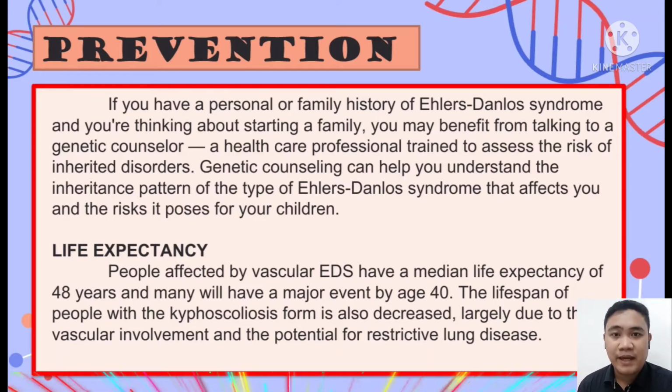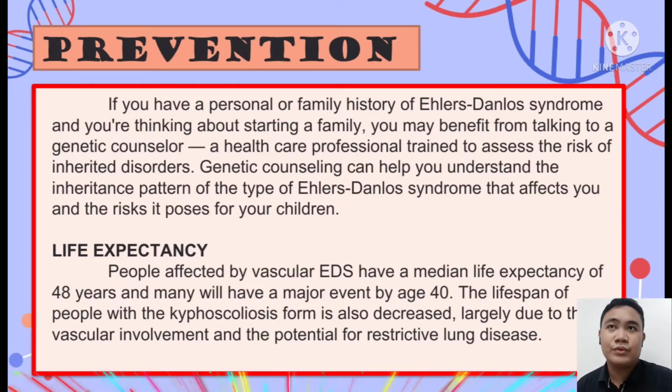Now, the life expectancy of a person carrying this kind of disorder is 48 years, and many will have a major event by the age of 40. So the lifespan of people with the scoliosis form is also decreased, largely due to the vascular involvement and the potential for restrictive lung disease.